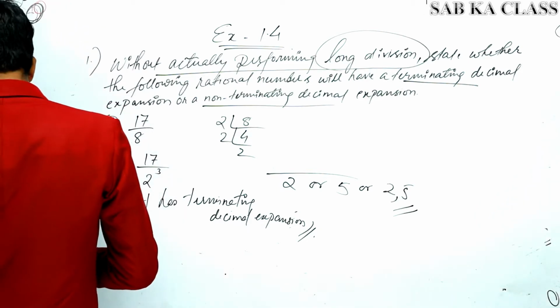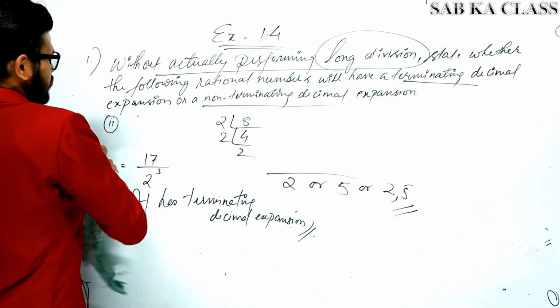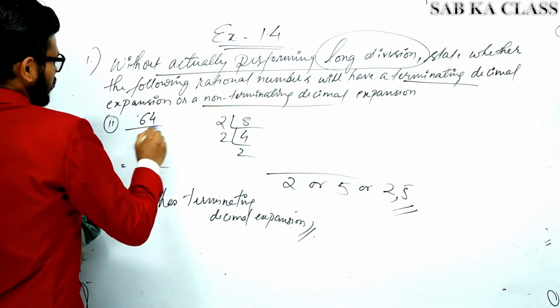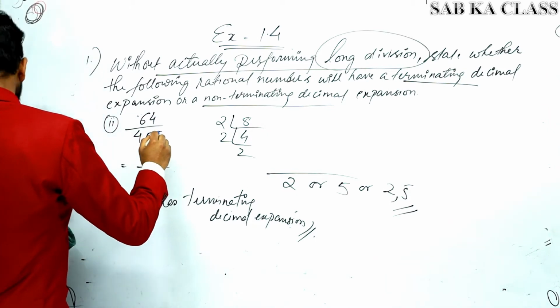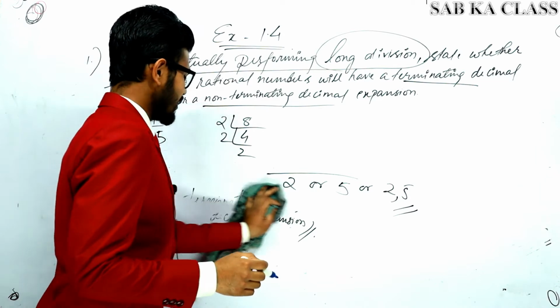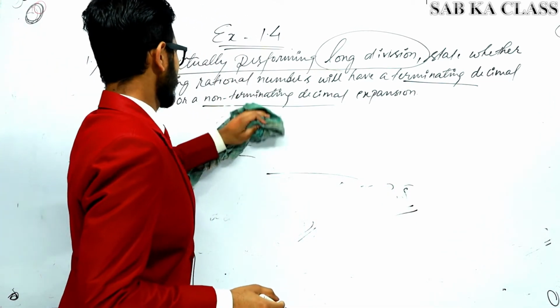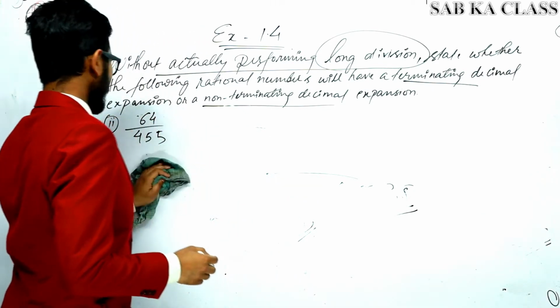So let us carry on to the next part, that is 64 by 455. Firstly, let us factorize it. Let us find the factors of 455.